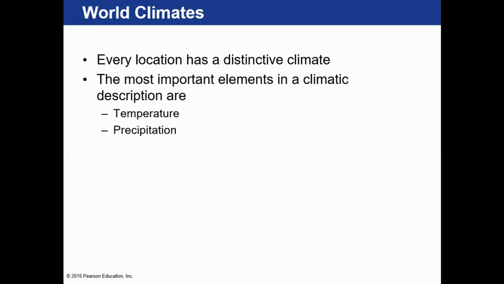So every place on Earth has a distinctive climate. And usually when we talk about climate, we talk about things like average temperature in a certain month or a certain year, or average amounts of snowfall or rainfall and precipitation.